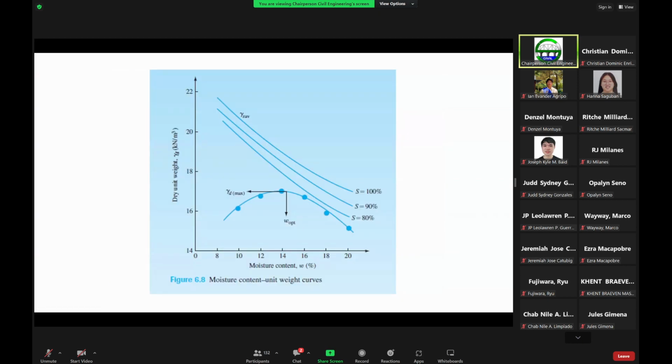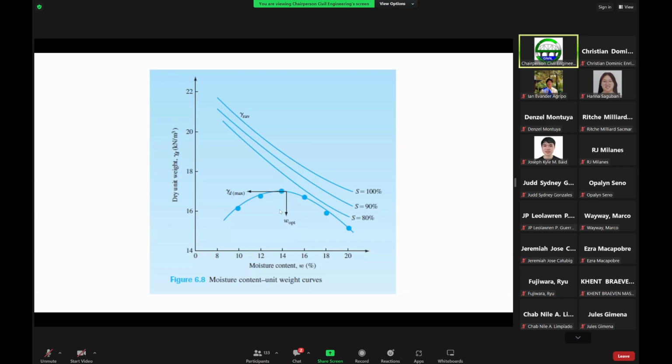So then if you go back, this is now the plot of that 80 degree of saturation. This one is for the 90 degree of saturation. This one is for the 100% degree of saturation, or the 100% is equivalent to the zero air void curve. So you notice here, for example, that the maximum dry unit weight and the optimum moisture content did not even touch the curve for the 80% degree of saturation.